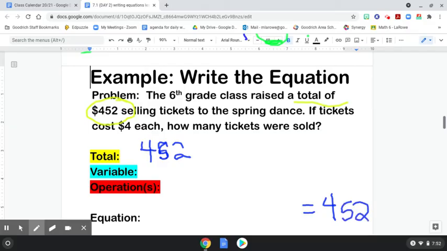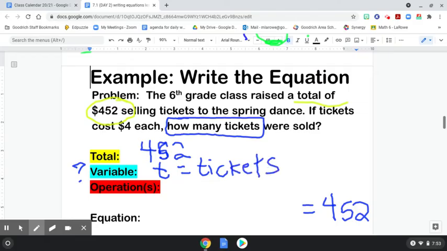Now, my variable is my question. And usually a question is found at the very end of the story problem. So if tickets cost $4 each, here comes the question, how many tickets? The thing we don't know, tickets. I'm going to use T to represent tickets.